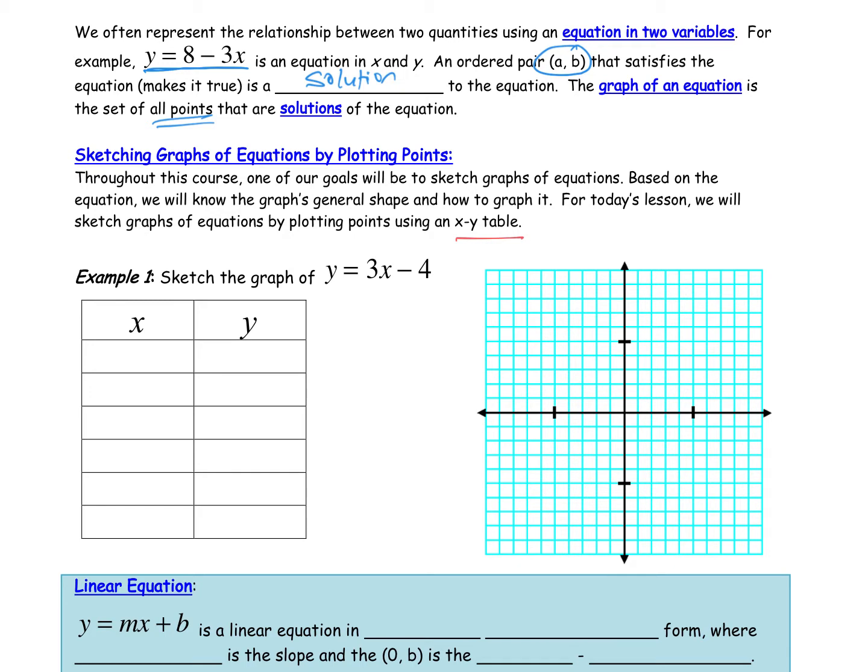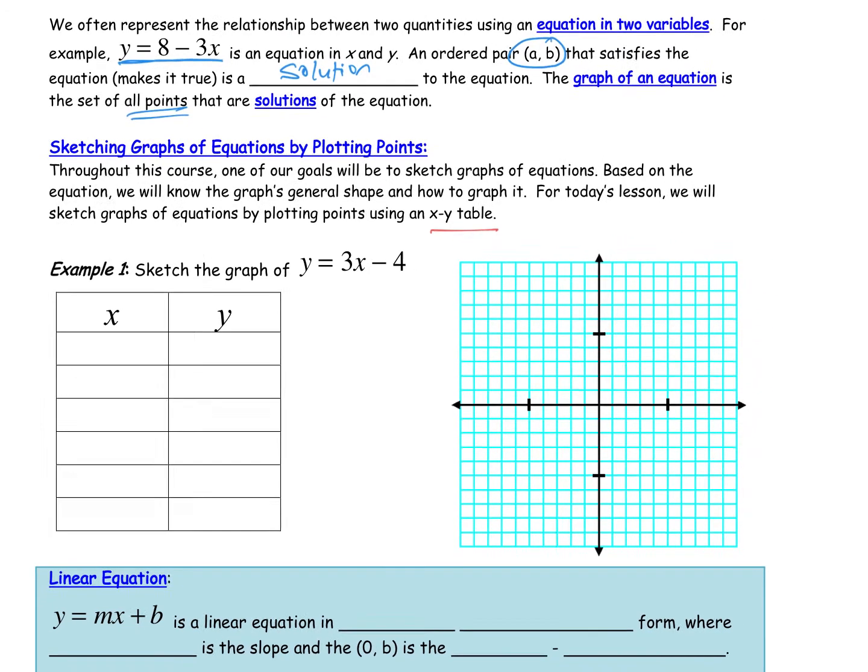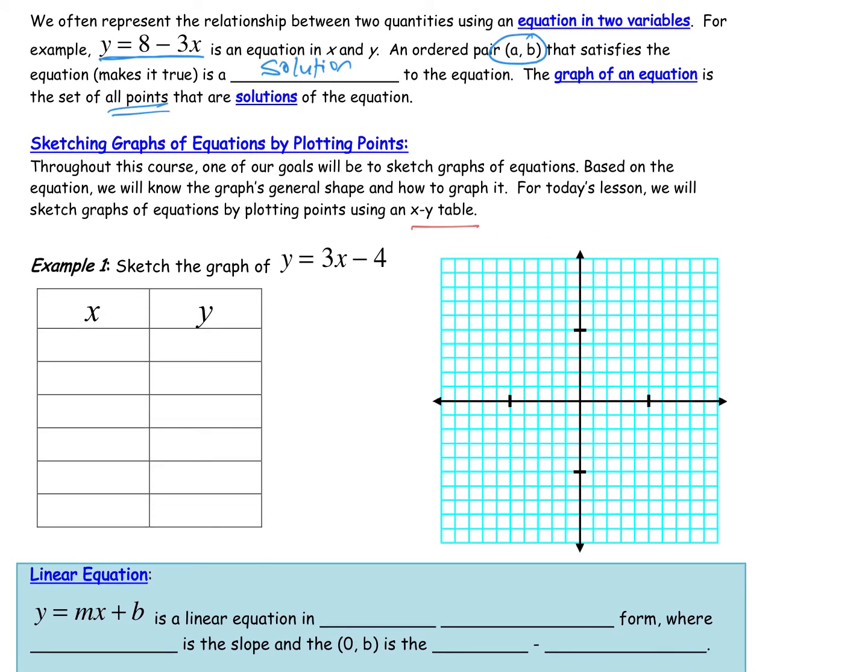If we're graphing y equals 3x minus 4, for today, I want to assume that we don't know anything about what this graph looks like, even though we do. So let's choose some values for x, and then we'll find the corresponding values for y. I'd like to find points near x is 0. So I'm going to choose x values of -2, -1, 0, 1, 2, 3, and then I'm going to calculate the corresponding y value. I would have y equals 3 times -2 minus 4, so that's -6 minus 4, which is -10.